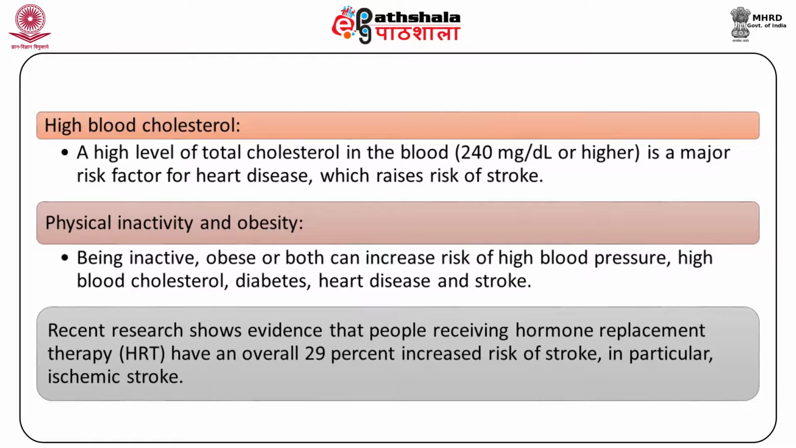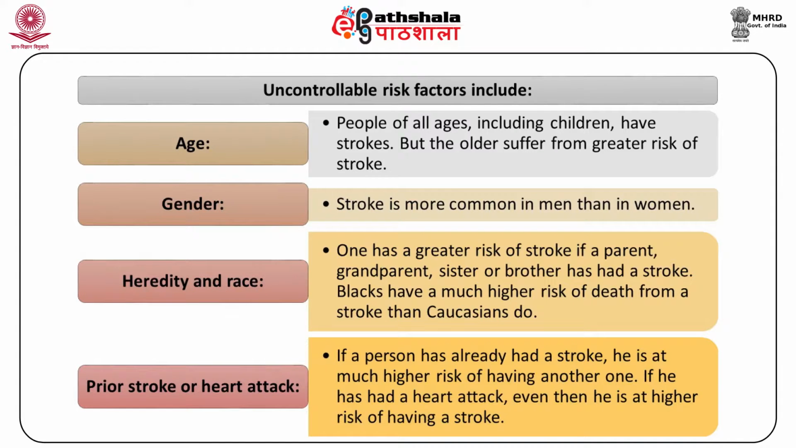Being inactive, obese or both can increase risk of high blood pressure, high blood cholesterol, diabetes, heart diseases and stroke. Recent researches show evidence that people receiving hormone replacement therapy, HRT, have an overall 29% increased risk of stroke, in particular ischemic stroke. Uncontrollable risk factors include age. People of all ages including children have strokes, but the older suffer from greater risk of stroke.